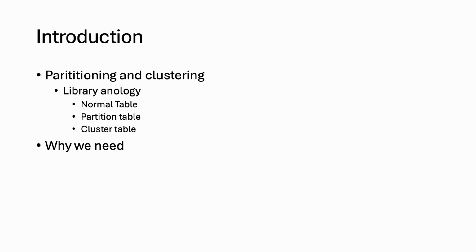If I explain the partition table concept, the library is now organized into separate rooms, one for each subject. Example: history room, science room, fiction room, etc. If we want history books, we only need to go to the history room. We don't need to go to the science or fiction room, and we will completely ignore the other rooms. This will save a massive amount of time, and this is called partitioning.